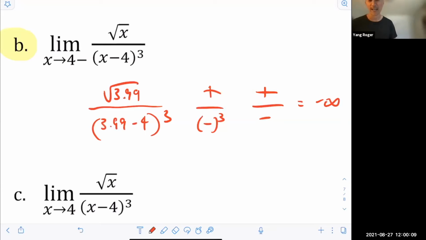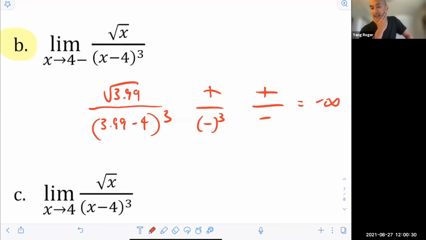Negative 3.999 is even better than 3.99. Oh, you put negative, Irene. You can't put a negative because negative 3.999 is not close to 4. It's close to negative 4. So we have to get close to 4. Does that make sense, Irene?